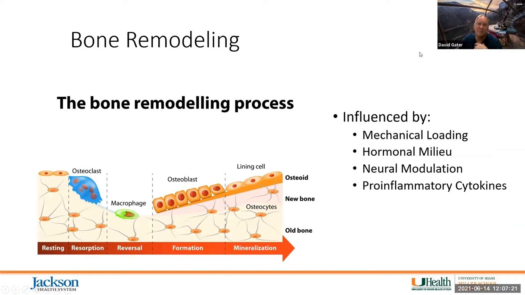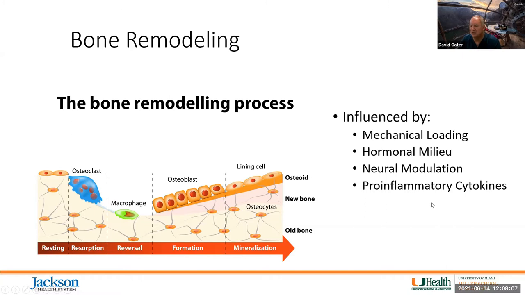So as we talk about bone remodeling, we recognize that the remodeling process is going to be influenced by mechanical loading. And that may include stresses and strains. It's going to be influenced by the hormonal milieu. Certain hormones that we're going to talk through have the ability to either increase or decrease bone remodeling. The bone remodeling process is also influenced by neuromodulation. And so if you have, for example, a spinal cord injury and you lose neural input to the bone, that is also going to change the remodeling process.